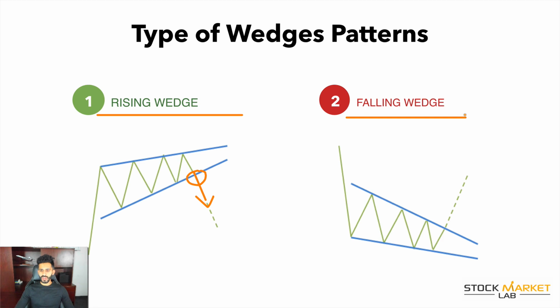We then have a falling wedge. A falling wedge is the opposite. The stock is on a downtrend. You can see the price formulating between this wedge formation, and the price starts moving in smaller and smaller phases, right?